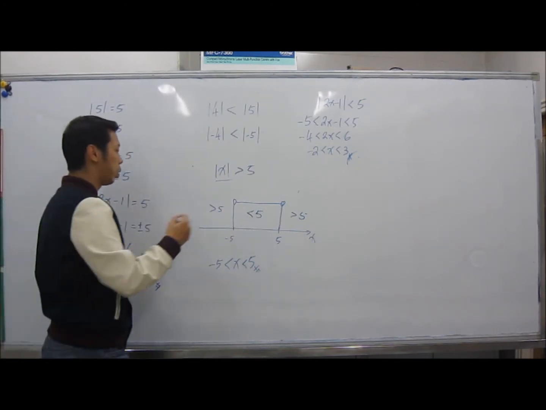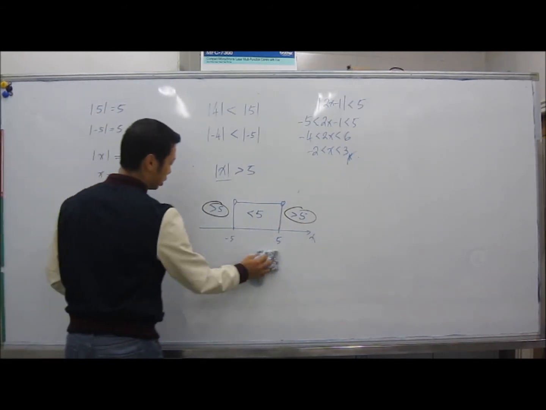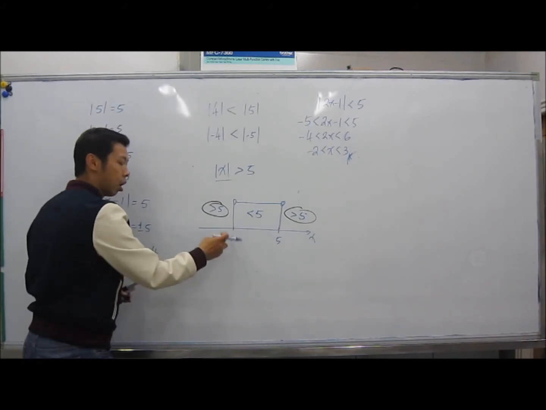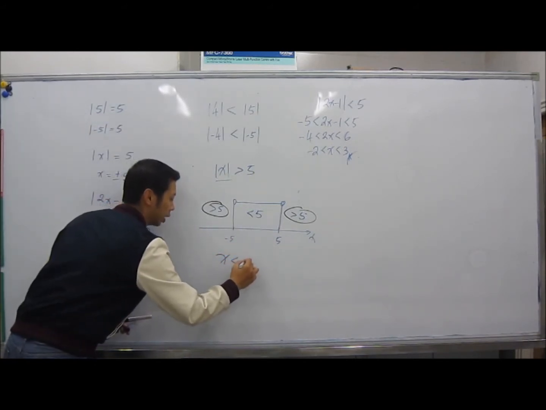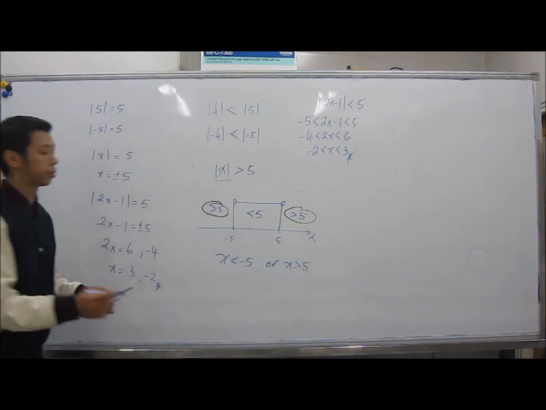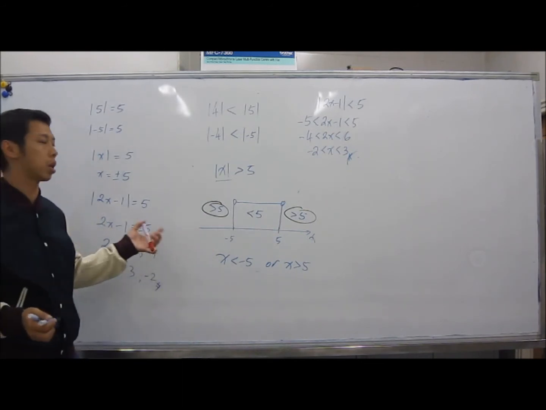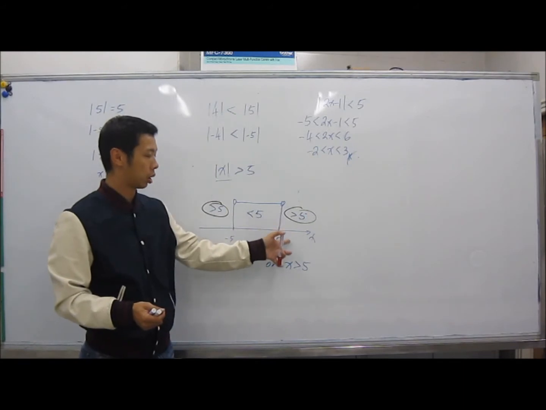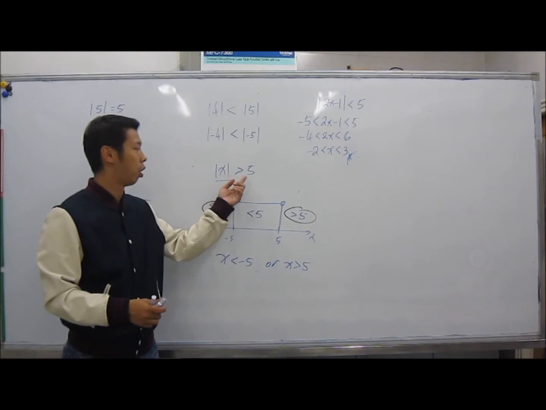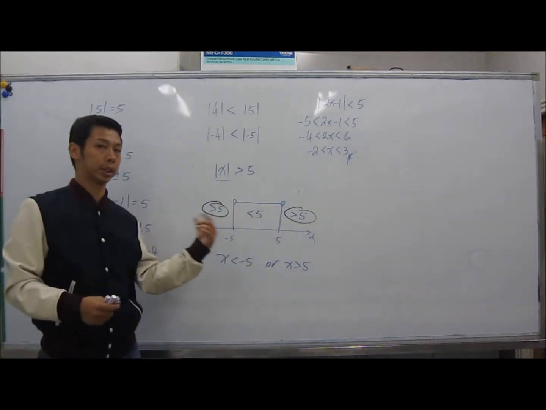And how can we write out these two areas? We will say that this area on the number line is the left-hand side of -5, so it's x less than -5, or x greater than 5. In other words, we will say smaller than the smallest and greater than the greatest. What is the smallest and the greatest? -5 is the smallest and 5 is the greatest. Just these two numbers.